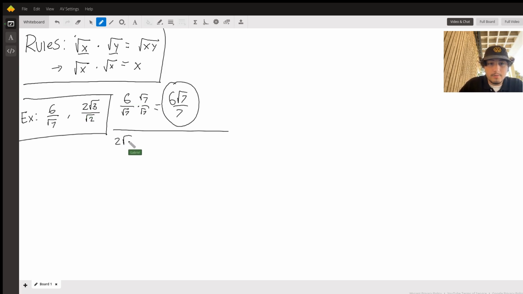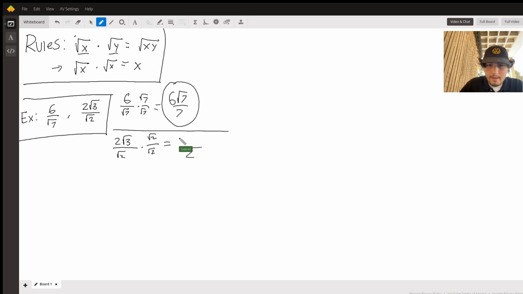Now, for the second example, we have a radical in both the numerator and the denominator. So it's 2 root 3 over root 2. And we can do the exact same thing. We still want to multiply it by 1, so we're going to do square root of 2 over the square root of 2. And this is going to make the denominator equal to just 2.